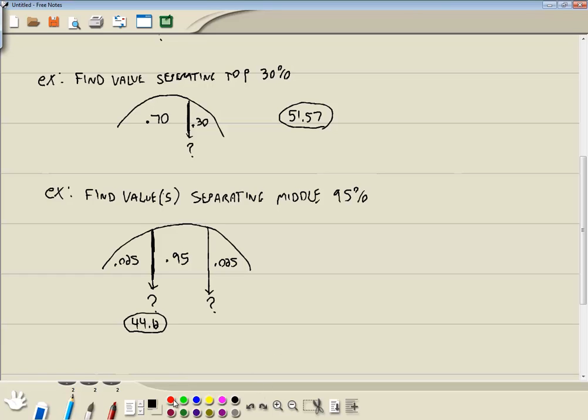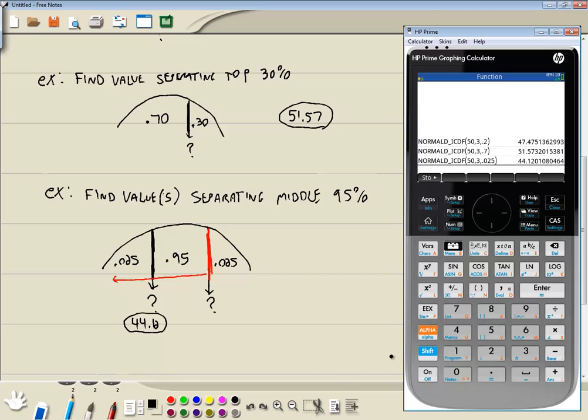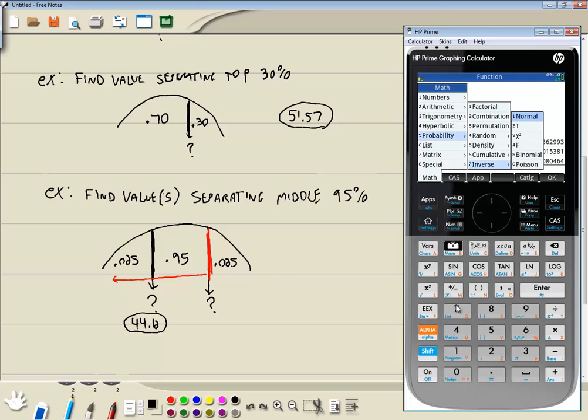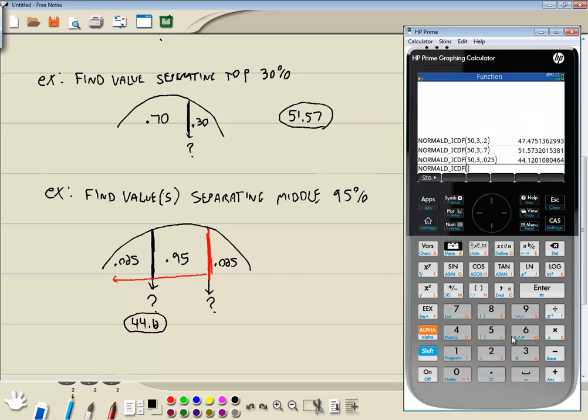Now let's find our next one. Trying to find this one right here. Now if we look at the area to the left, we have to add up all the area to the left. So 0.025 plus 0.95 gives us 0.975. So let's plug in 0.975 in our calculator. So I'll do my toolbox, choose 5 for probability, choose 7 for inverse, choose 1 for normal. Mean, which is still 50, comma, standard deviation, which is still 3, comma, and then we'll put in 0.975. And then we'll press enter. And that gives us 55.88.